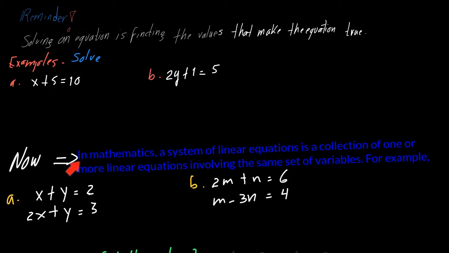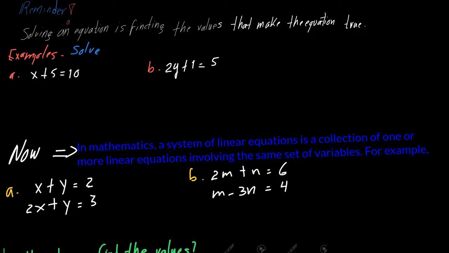Here we go. The definition: in mathematics, a system of linear equations is a collection of one or more linear equations involving the same set of variables. What is that, guys? Instead of just having a single expression like this, we're going to have two or more, at least two, and we're going to have the same variables. That means we're not going to work only with x or only with y. We're going to work maybe with x and y or different variables.